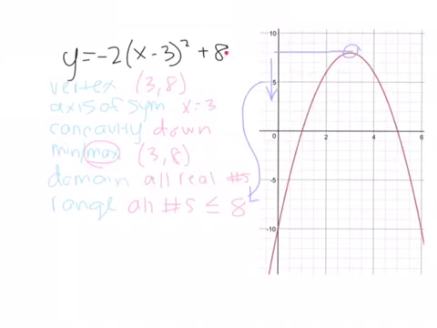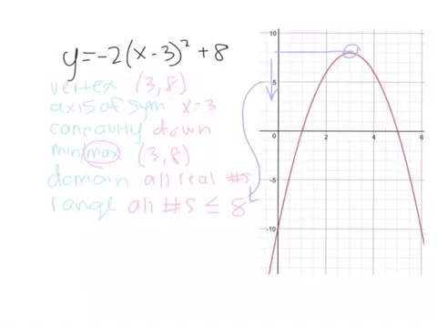Here's the equation that we started with. We already were able to find the vertex, and I showed you how to do that. That was (3, 8), the point right here. The axis of symmetry, x equals 3, is right here. It's going to concave down, and again, the reason we know that is because our a is negative, below 0. And we know that that's our maximum point. If it were the minimum point, then the parabola would go like that, but instead it curves down.